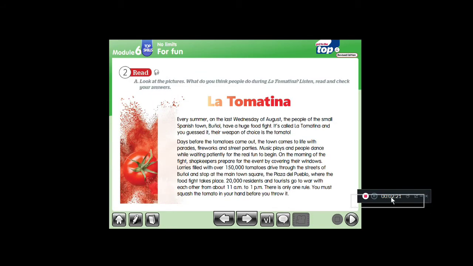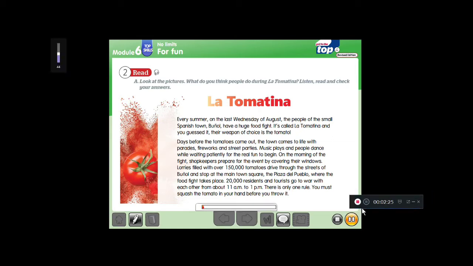Okay, so pay attention. 6. Top skills. For fun. 2. Read. A. Look at the pictures. What do you think people do during La Tomatina? Listen, read, and check your answers.